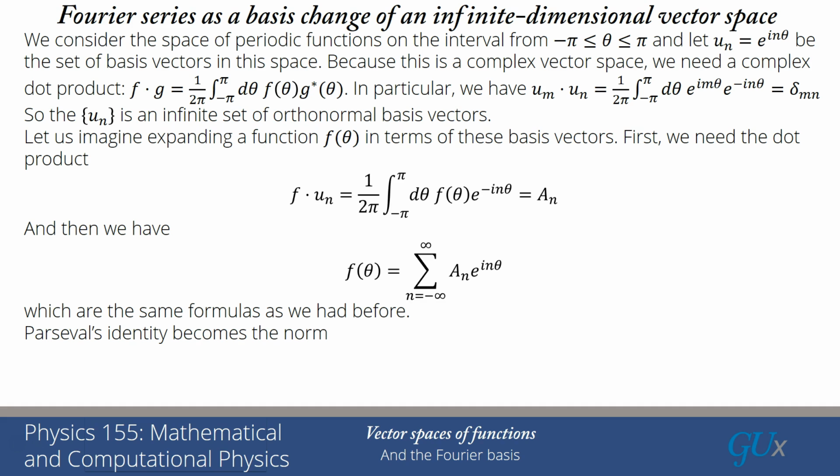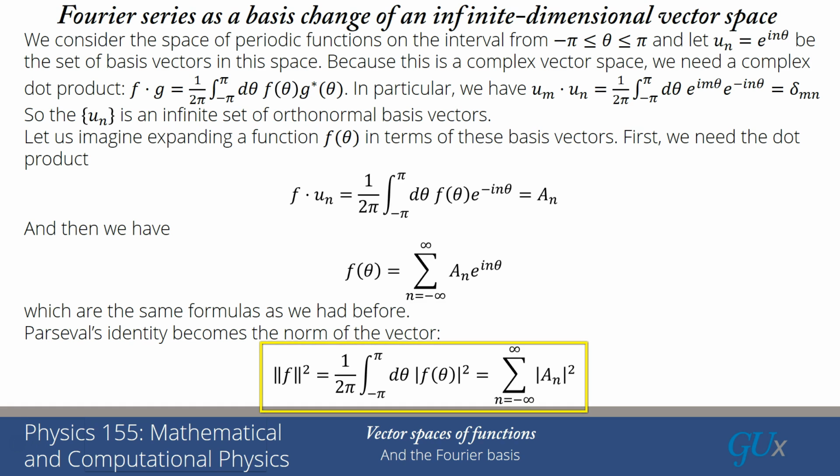Okay, let's take a look at what Parseval's identity becomes in this space. It's just the norm squared, and so that's 1 over 2 pi, the integral from minus pi to pi d theta, modulus of f of theta squared. That comes from the definition of the dot product. But we also know, if we plug in what f of theta is in terms of the Fourier series, we can evaluate it, and we get that it's equal to the sum n equals minus infinity to plus infinity of modulus an squared.